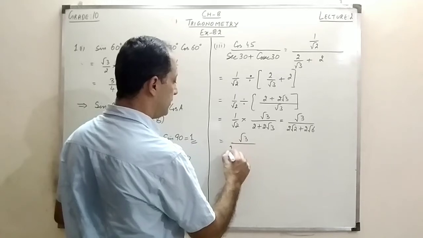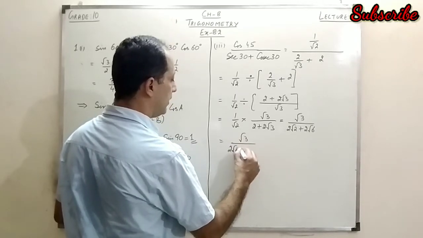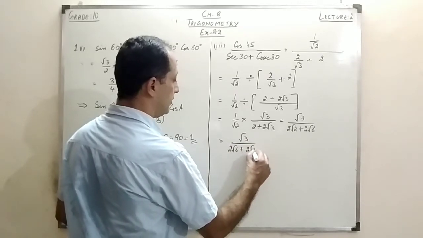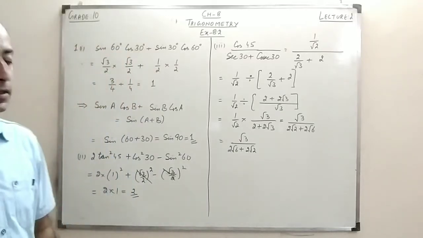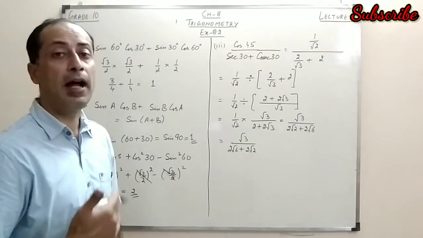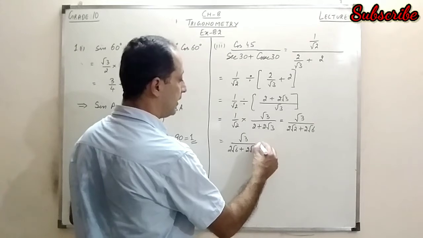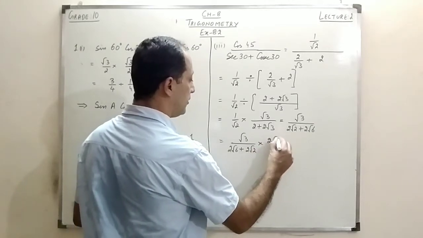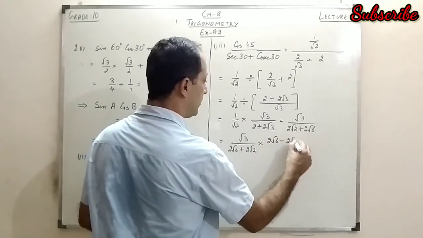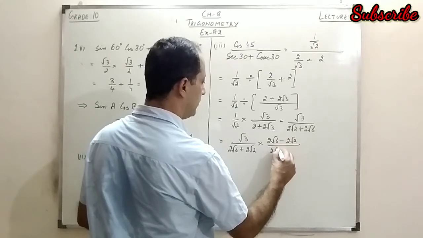Just rearrange the terms, writing the higher term first and the smaller term afterwards. Now what we have to do? We have to rationalize it. So when I rationalize, I multiply this by 2 root 6 minus 2 root 2, that is the conjugate of this value.